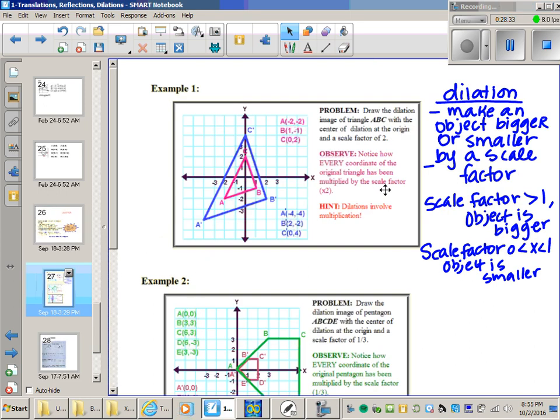Just another way of saying this, a dilation makes an object bigger or smaller by a scale factor. If the scale factor is greater than 1, then the object is bigger. If the scale factor is between 0 and 1, which means it's a fraction or a decimal number that's less than 1, then your object is smaller. You're not going to have a scale factor that is negative because you can't have a negative length.